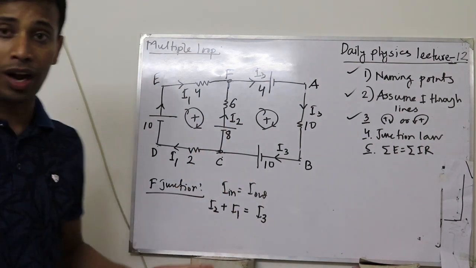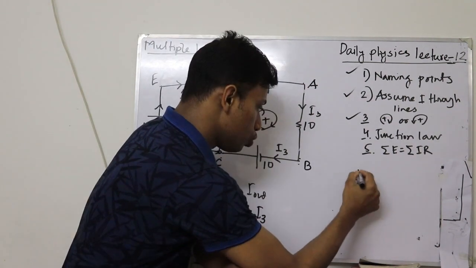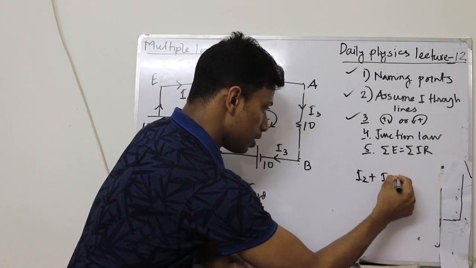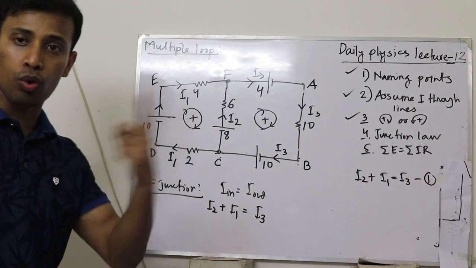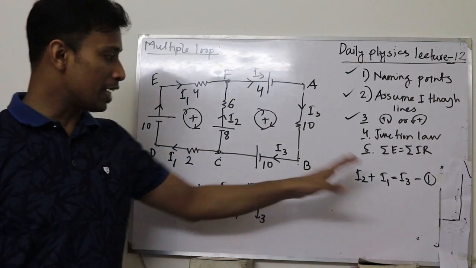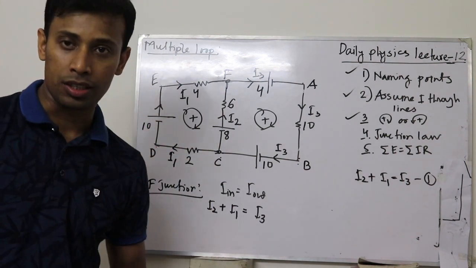So here we found one equation which relates I1, I2 and I3. Write it here: I2 plus I1 is equal to I3. That's equation number 1. We got one equation. So if we can get any two of I1, I2 or I3, we can get the other.